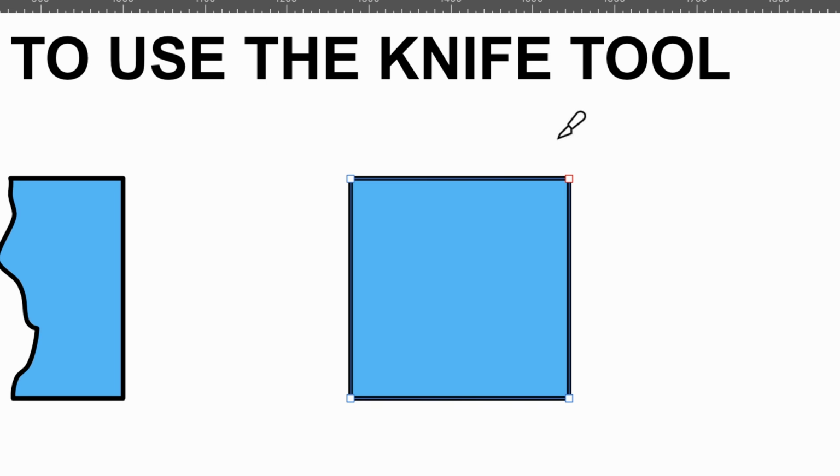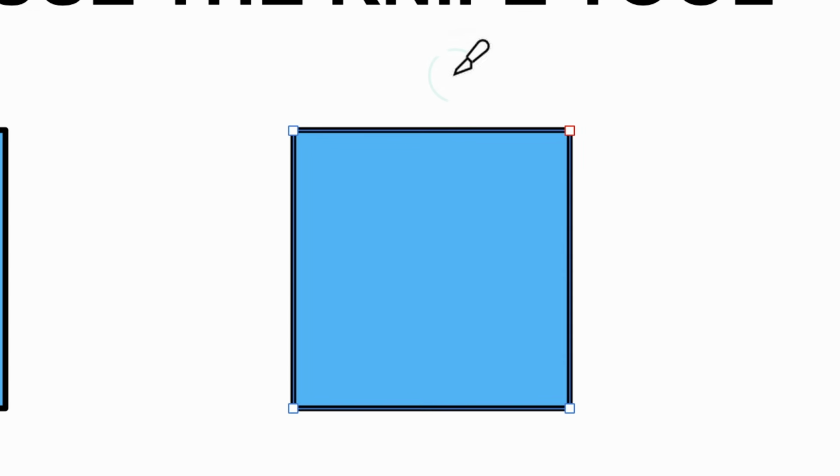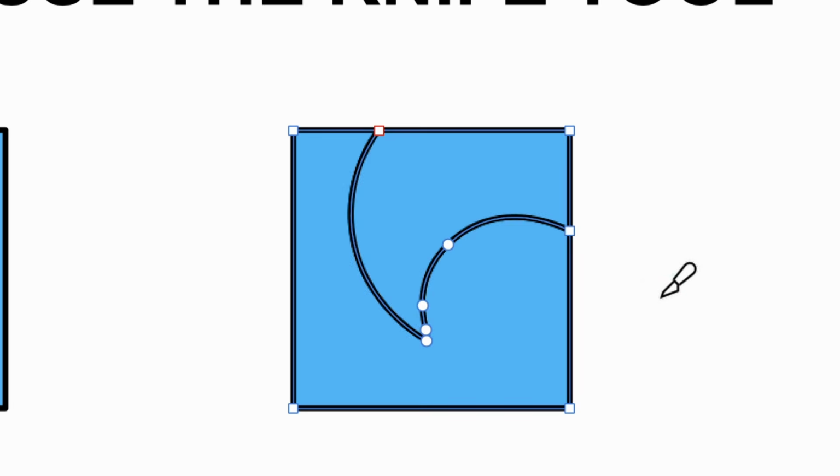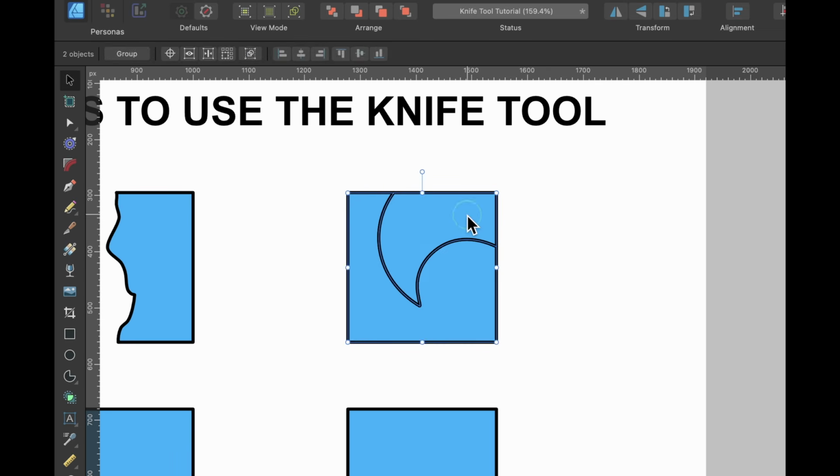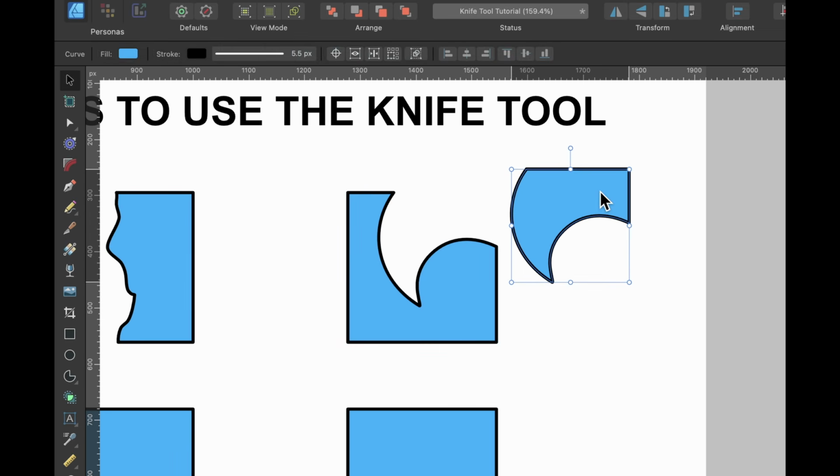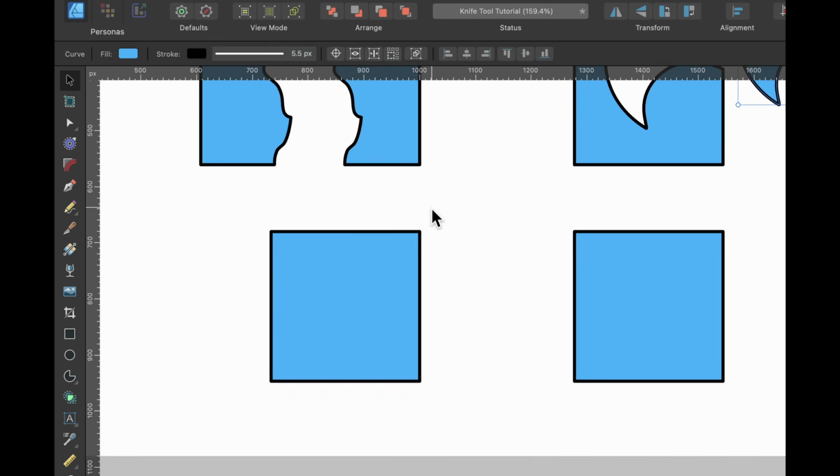So let's test it out on this square here. If I click and drag around, I'll make a wave shape. I'll go back on myself so we can get that sharp corner. And we've made the cut. So now I'll pull them apart so you can see what it's done. Okay, let's move on to the next one.